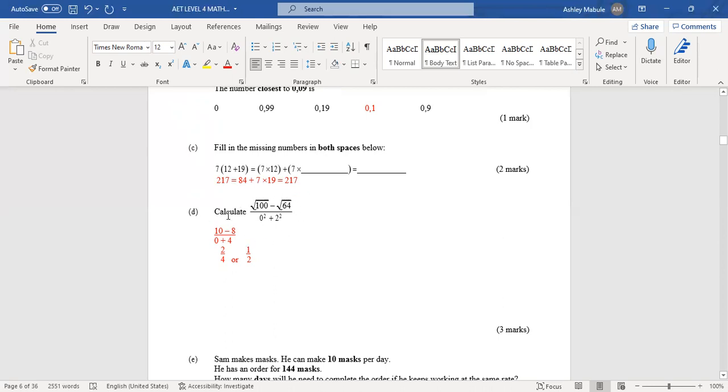And then this also says calculate. The square root of 100 is 10. The square root of 64 is 8. 10 minus 8 is 2. The square root of 0 is 0. 0 squared is 0. 2 squared is 4. Then the answer is going to be 4. So your final answer is 2 over 4 or 1 over 2.